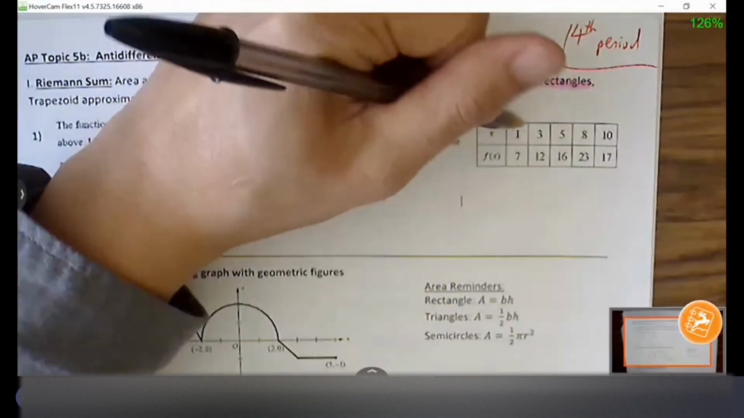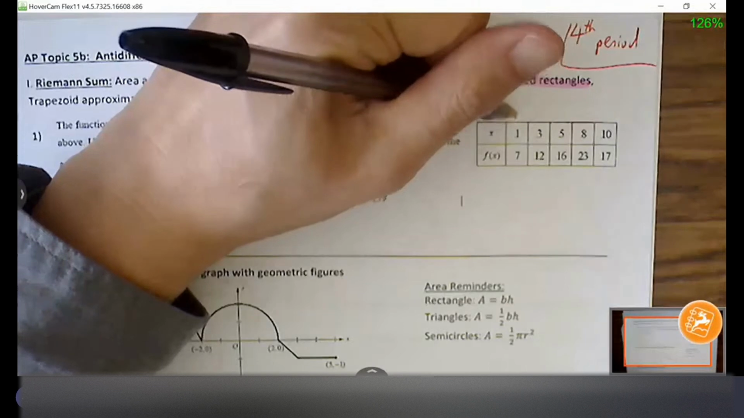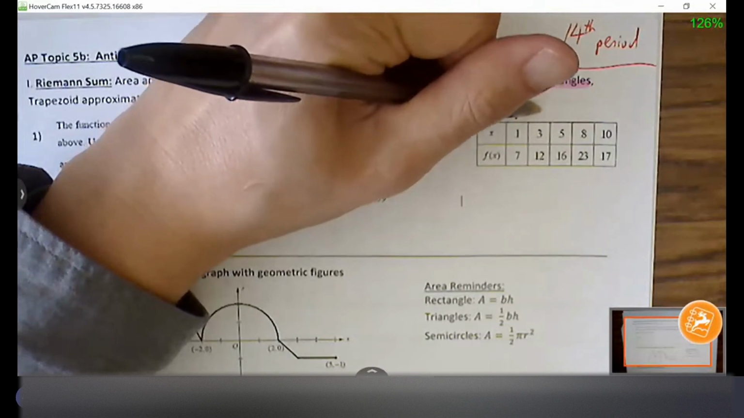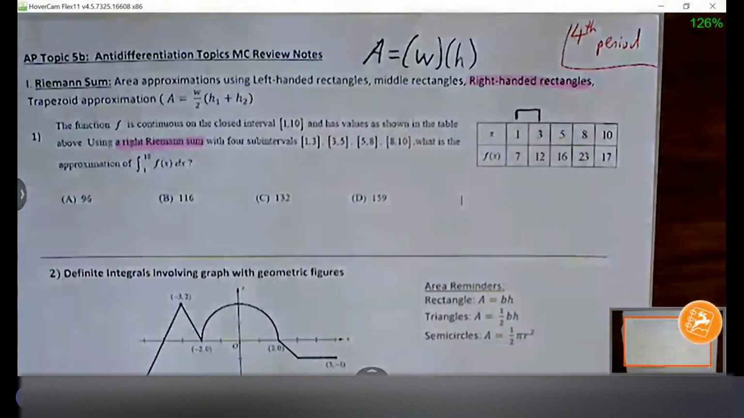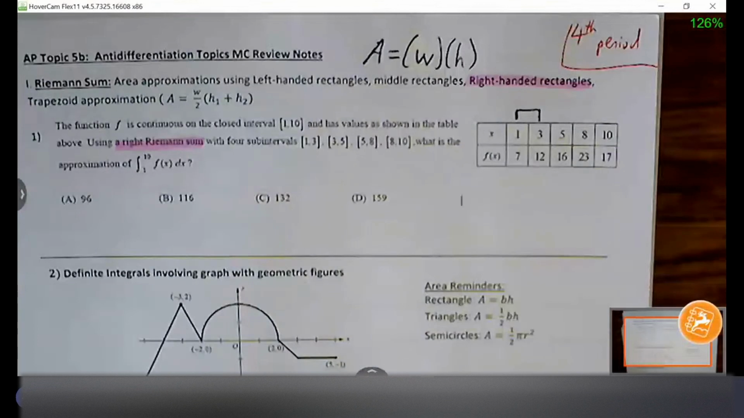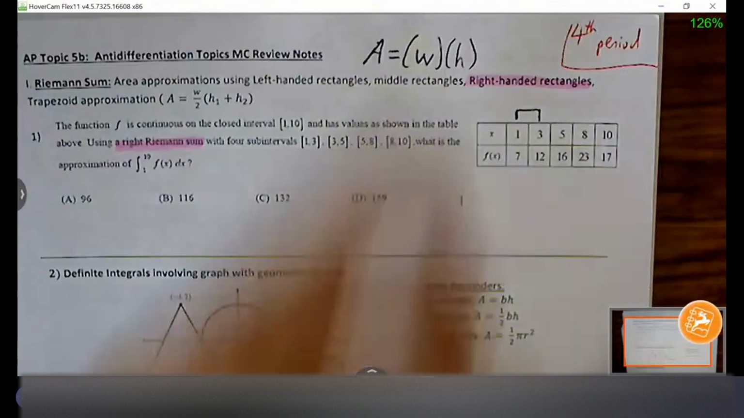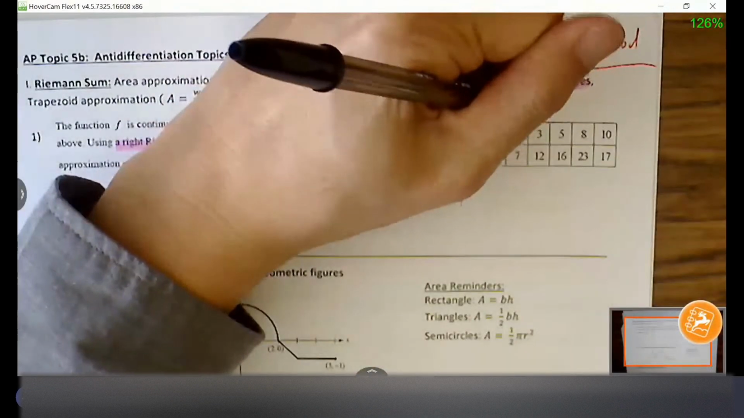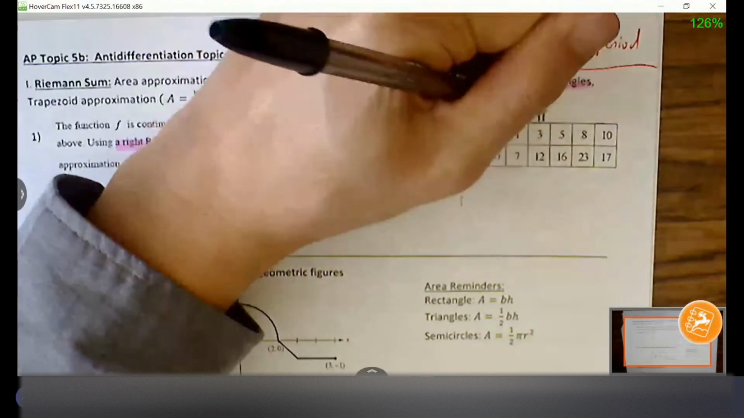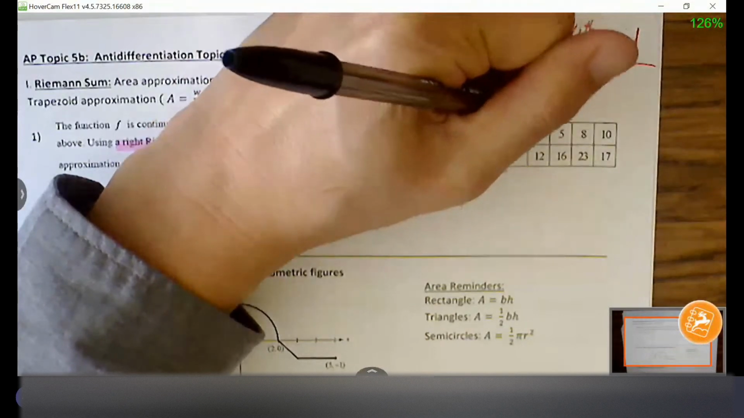So my first subinterval is between 1 and 3. So I'm going to start in the middle of the ordered pair and end at the middle of my second ordered pair. Okay. And then my second bracket, I'm going to pick up where I left off, center of my box, and move to the center of my next box.